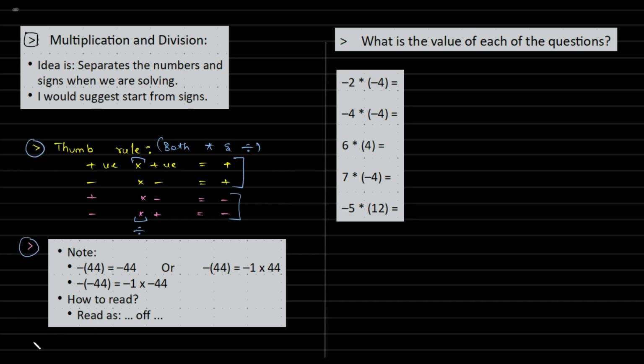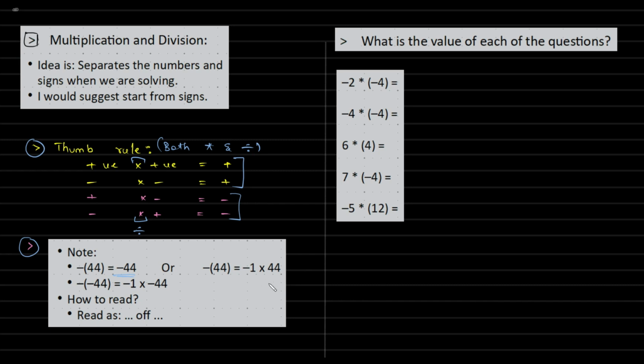A small note. This we have seen already, so I just wanted to reintroduce it. Whenever you see anything with brackets, by default, it means multiplication. So it can be written directly as negative 44, or it can be written as negative 1 into positive 44, which will give you negative 44.